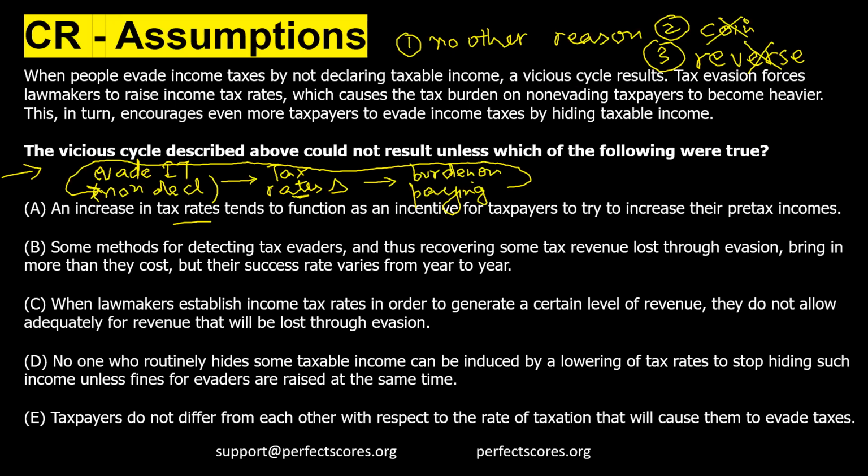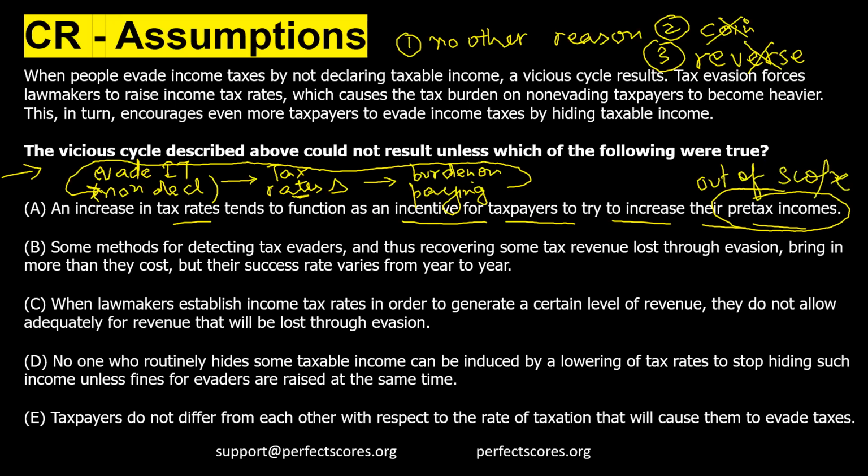Be very critical of every word that you see in this option. It says incentive for taxpayers to try to increase their pre-tax incomes. Are we even talking about increasing the income anywhere, pre-tax or post-tax? We are not. So option A is eliminated because it is out of scope.